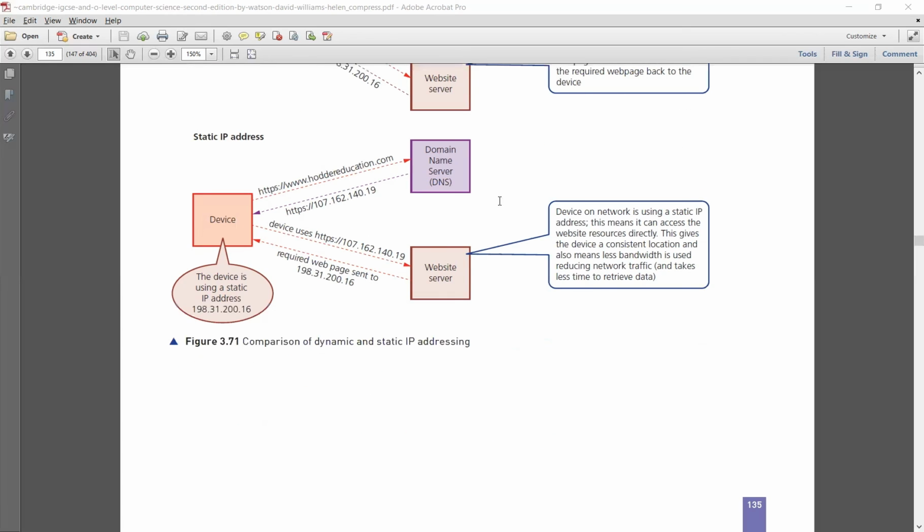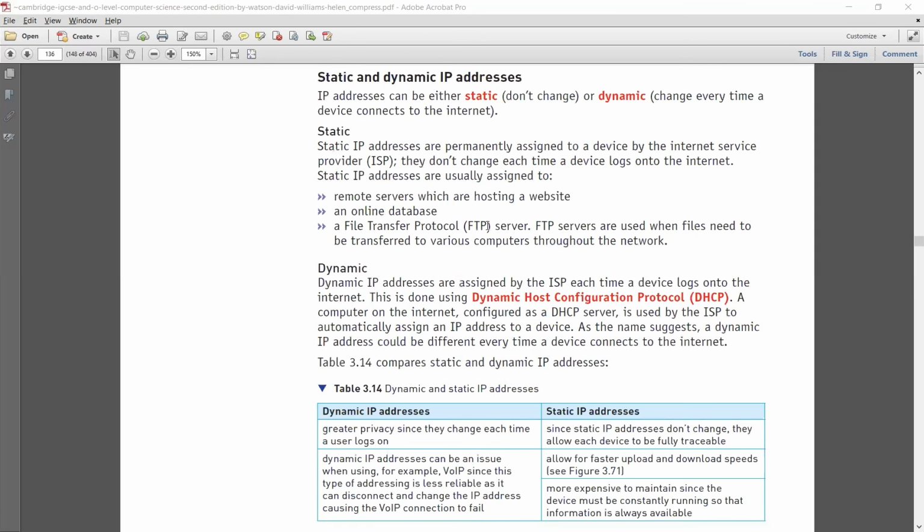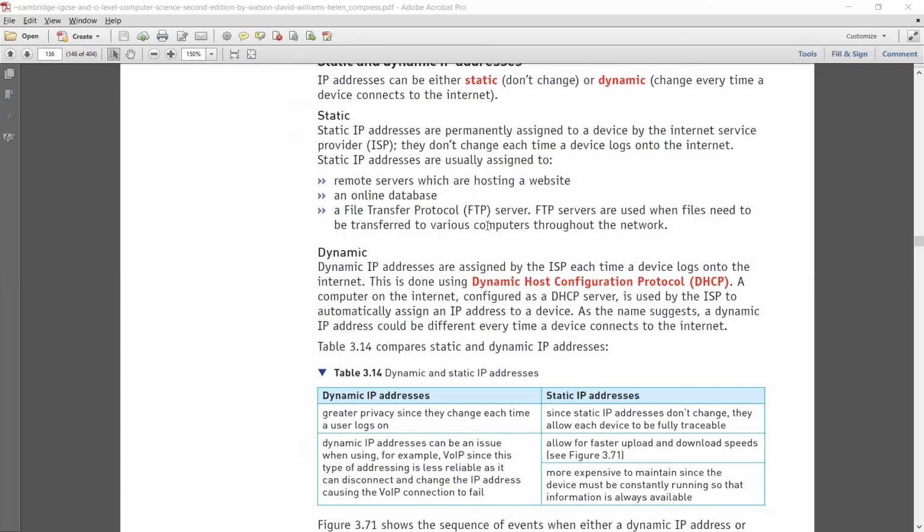The thing is explained a little bit here. The way I've explained it to you, the same thing is mentioned here also. They've talked about the same concepts. But one thing is, static IP addresses are assigned to remote servers which are hosting a website, the way I talked about, an online database, or an FTP protocol server. They are the servers which are used when files need to be transferred to various computers.